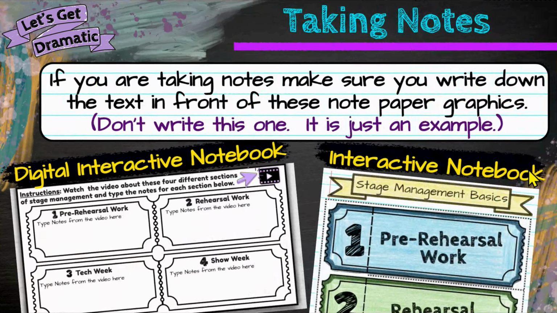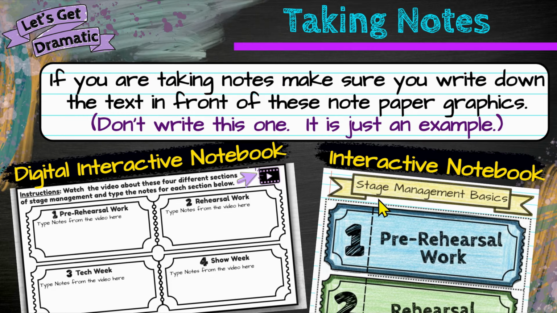So if you're taking notes, make sure you write down the text in front of these note paper graphics. Don't write this one down, it's just an example. There are 2 different ways of taking notes. One is digitally, in the digital interactive notebook, where you click where it says type notes from video here, and take your notes there. And if you are doing it in person with your physical interactive notebook, these are just tabs you'll fold up and write down the different areas underneath each tab.